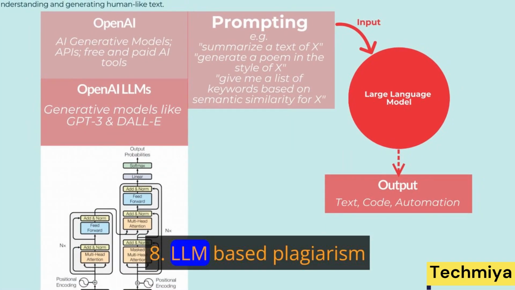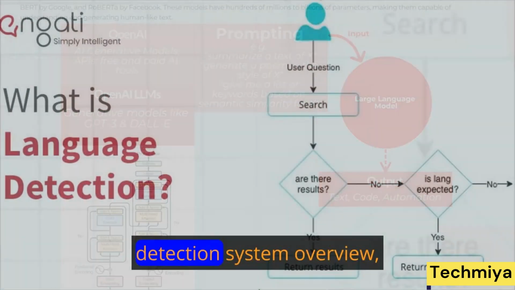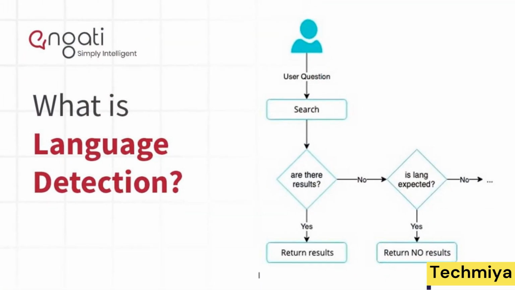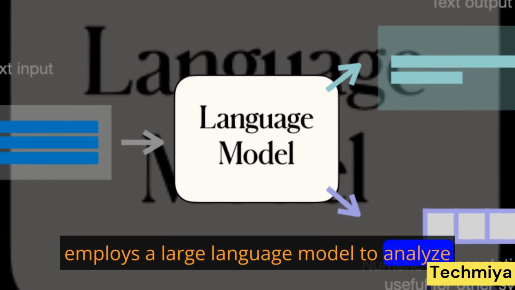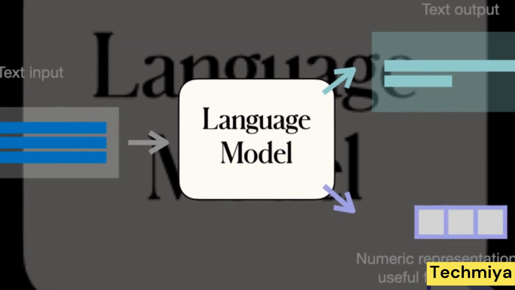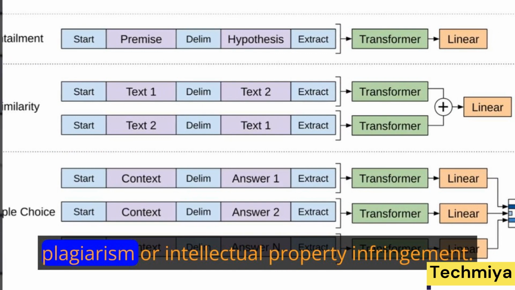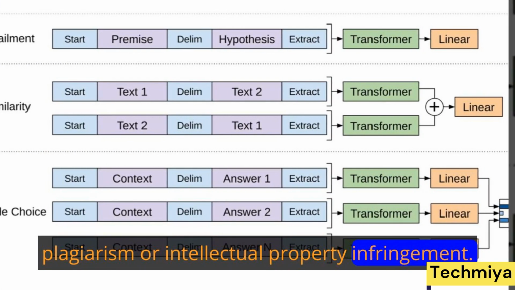8. LLM-based plagiarism detection system. Overview. Develop a plagiarism detection system that employs a large language model to analyze and compare text documents, accurately identifying instances of plagiarism or intellectual property infringement.